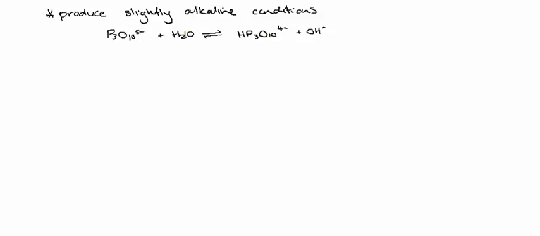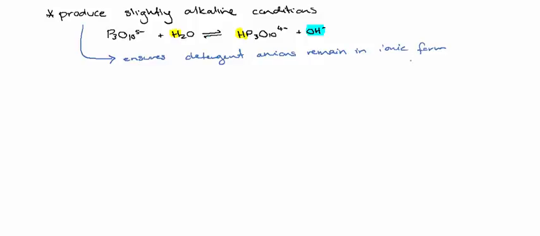So you can see that the tripolyphosphate ion has acted as a base, and it has accepted a hydrogen from the water molecule, which has left us with a hydroxide ion, which is why it has produced slightly alkaline conditions. Now, the reason that is favourable is that it ensures the detergent anions remain in ionic form. So if the conditions are acidic, then those anions could accept the hydrogen ions and be converted into a non-ionic form.